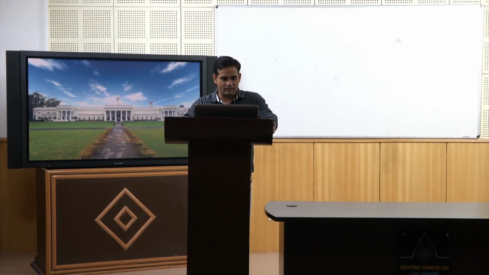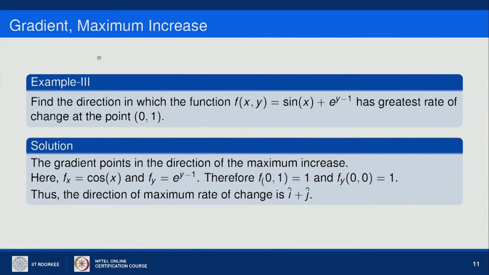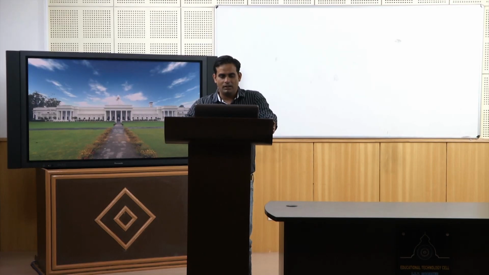Let us take this example. Find the direction in which the function f of x, y equals sin x plus e raised to power y minus 1 has the greatest rate of change at the point (0, 1). As I told you, it will be in the direction of del f. Here del f at point (0, 1) is given as i plus j. So the answer is that the greatest rate of change of this function at this point will be in this direction.